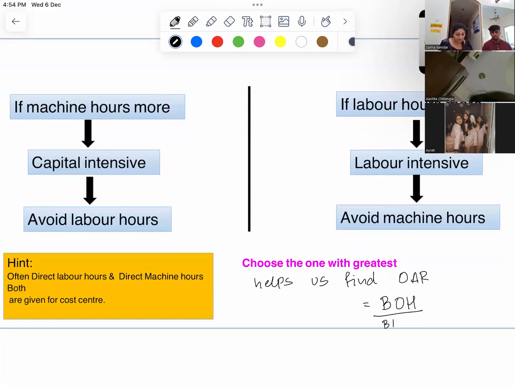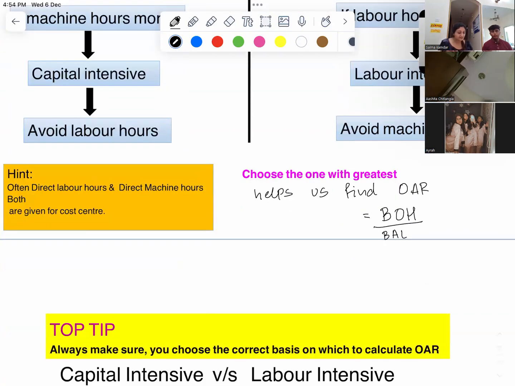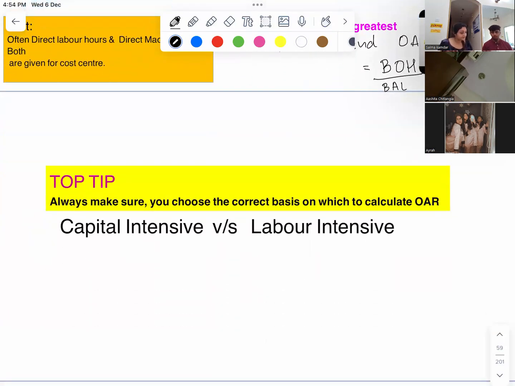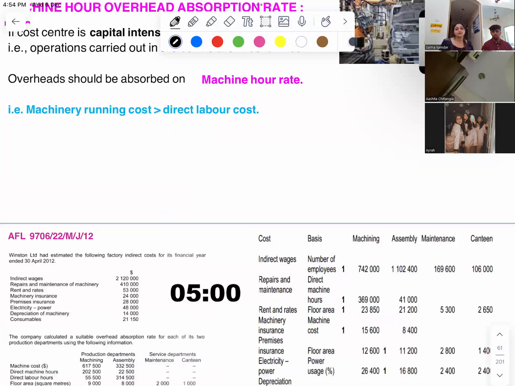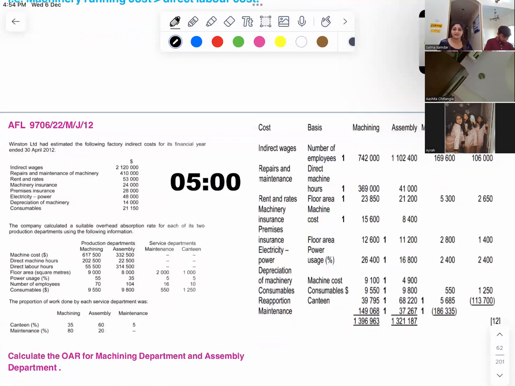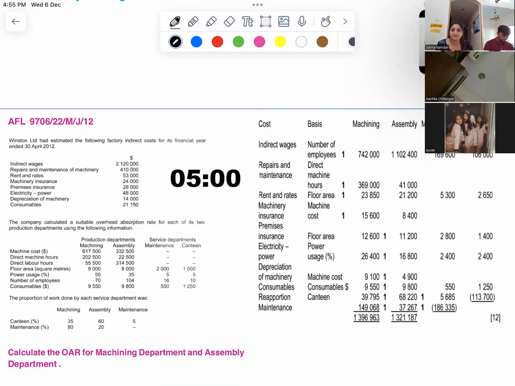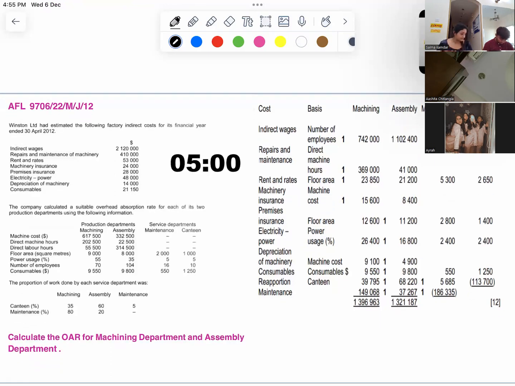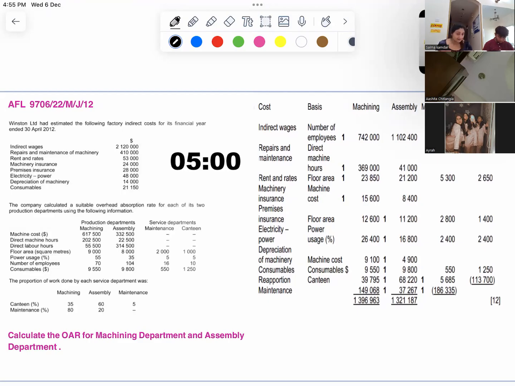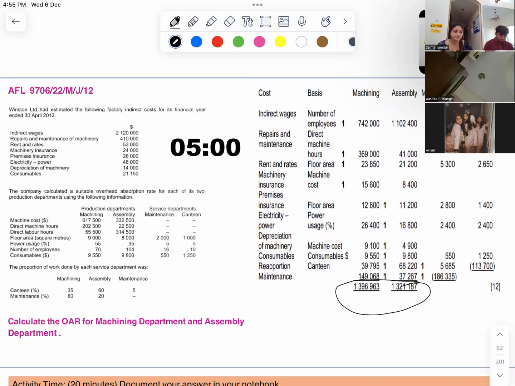Scroll down to page number 62. Budgeted overheads divided by budgeted activity level. Over here, this sum is solved where the allocation is done, apportionment is done, and reapportionment. Everything is done. Can you tell me where the budgeted overheads are? Ashita, can you mark where the budgeted overheads are? After finding budgeted overheads, what will you do?